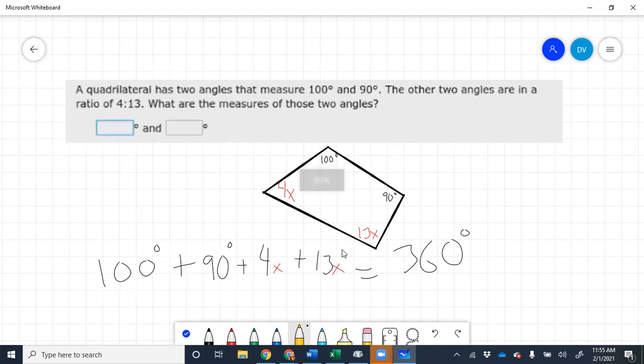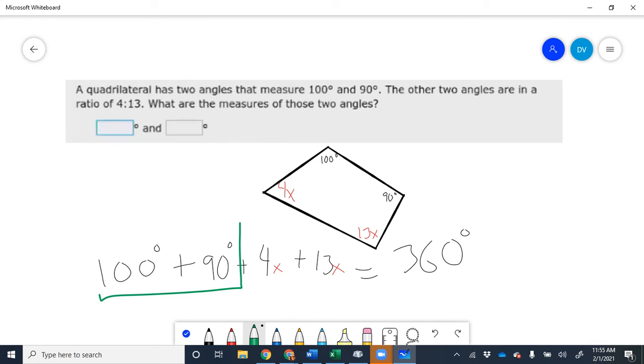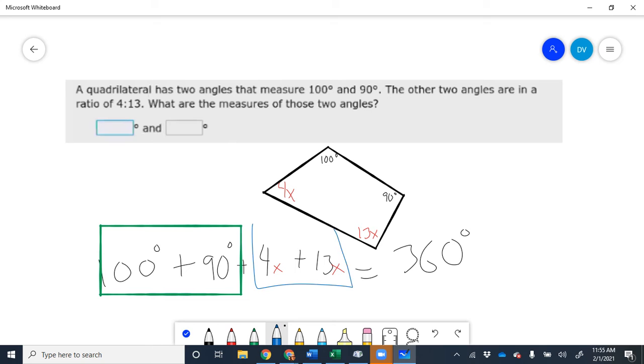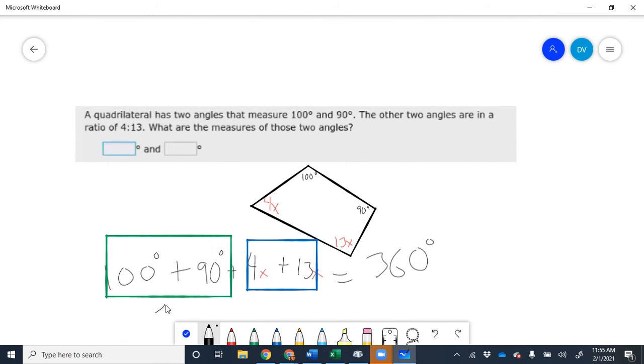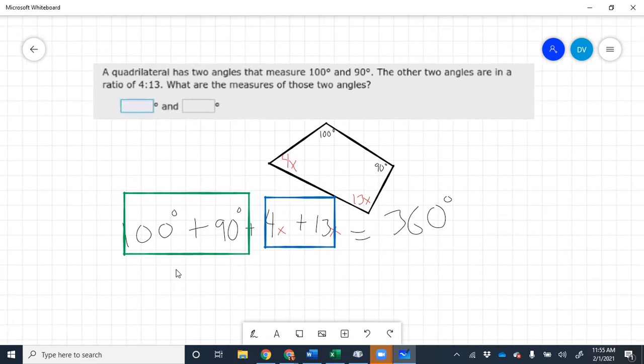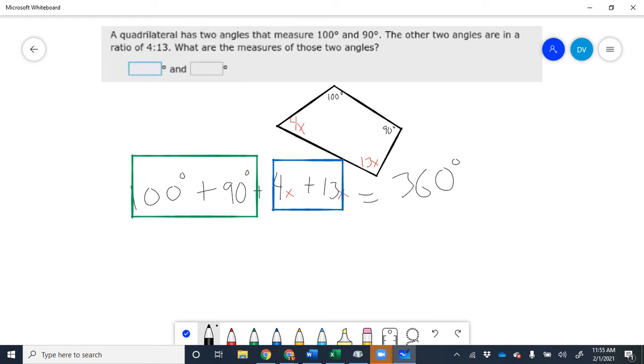Because now we have a problem that's easier. We can combine these like terms, because they both have degrees. We can combine these, they both have x's. If we add up 100 degrees and 90 degrees, we're going to get 190 degrees. And if we add up 4x and 13x, we're going to get 17x.